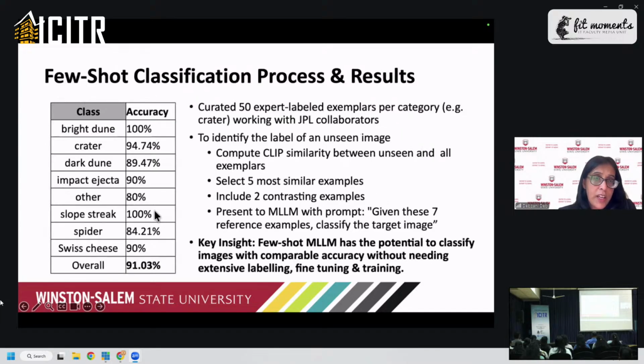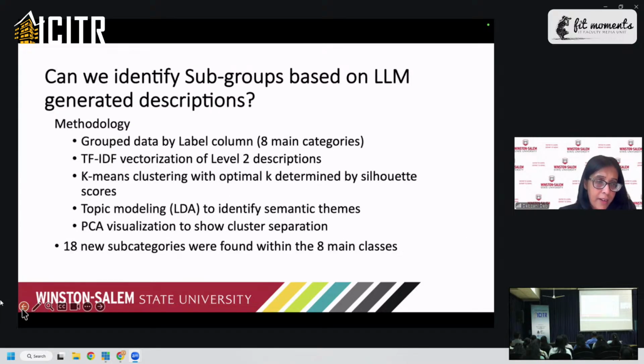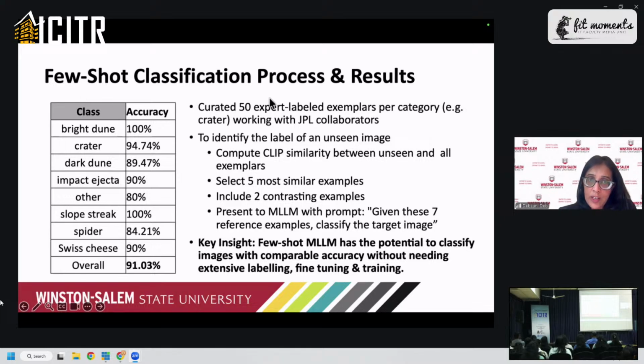So these results inspired us to go one level higher and do a few-shot classification algorithm. In few-shot classification, we are not going to be naive like zero-shot. In zero-shot, we did not provide any context to the LLM, but for few-shot, we asked our GPL scientist to give us some 50 labeled images per category, which they know belong to the crater, the dark dune, bright dune, all this kind of thing. And then we ask for an unseen image.